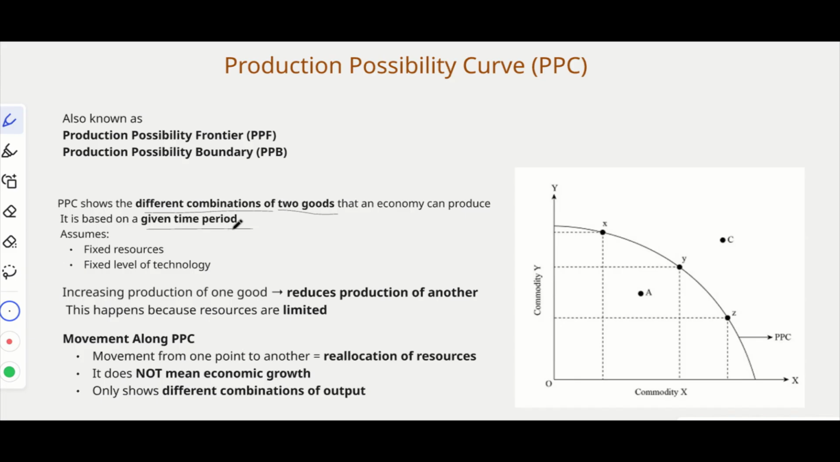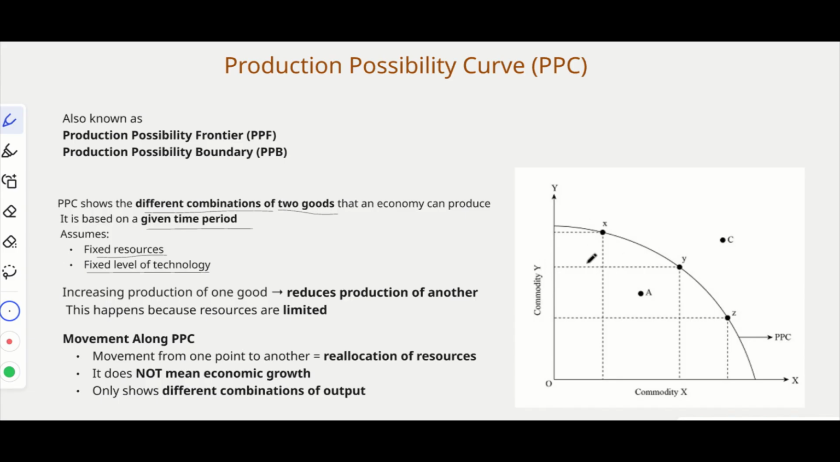Okay, so before we draw a PPC curve, we'll be assuming two things. First, the resources are fixed. Then only we can set a frontier here. And then a fixed level of technology. So now we are taking two cases, that is technology and resources. Both are fixed. Okay, so what is the basic case of PPC?